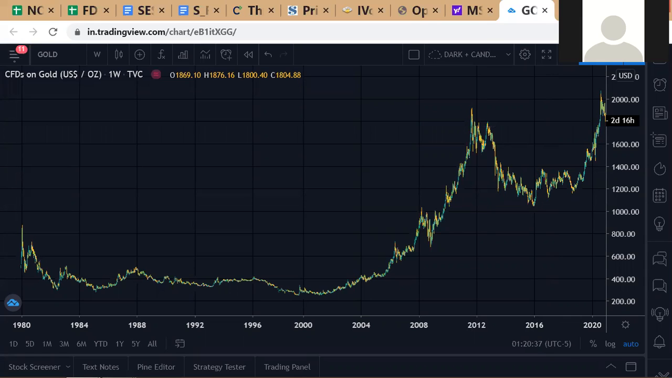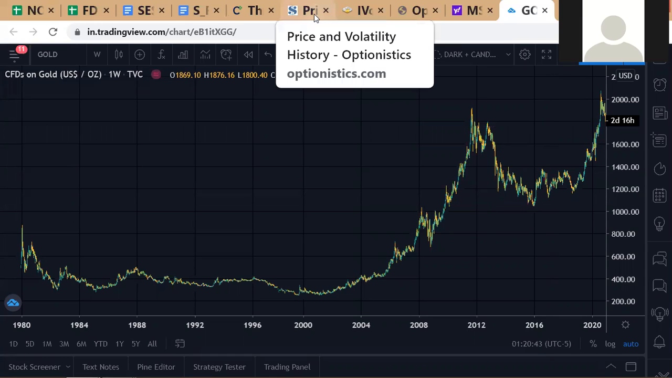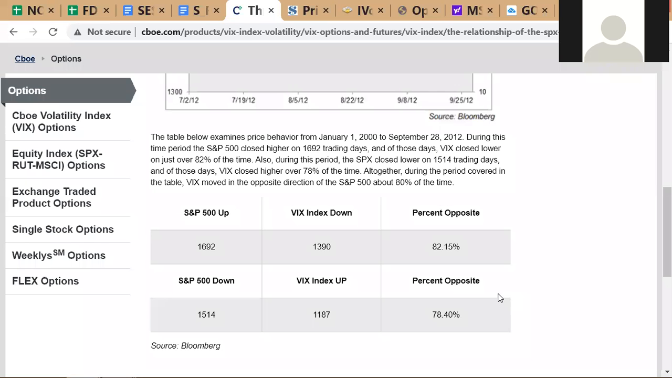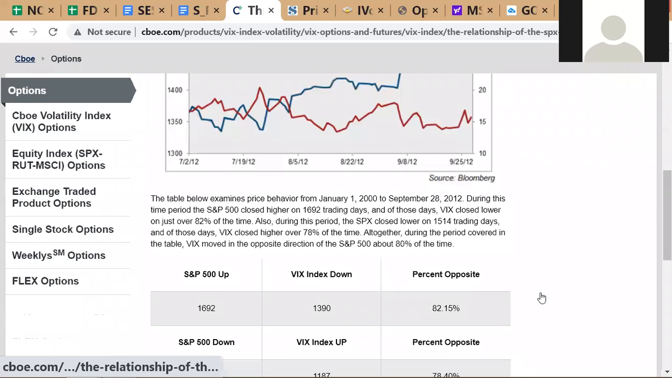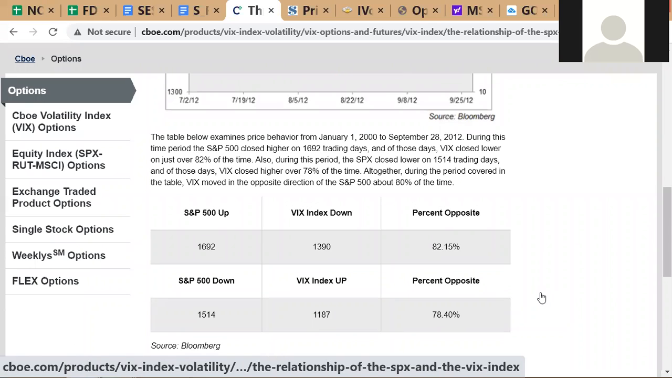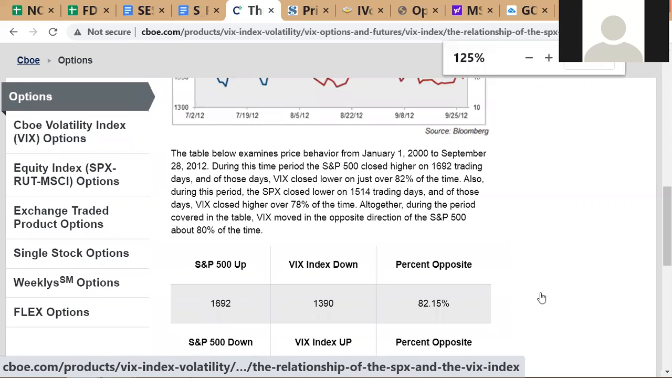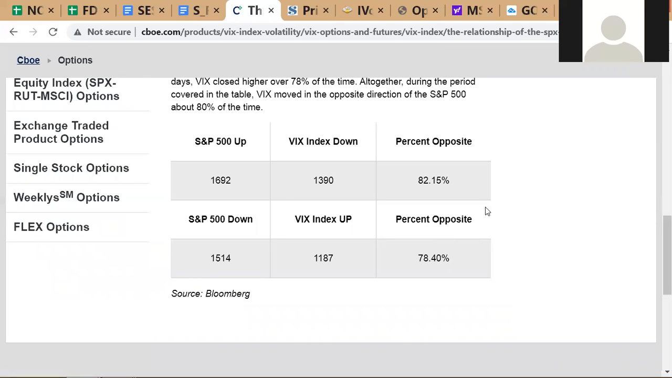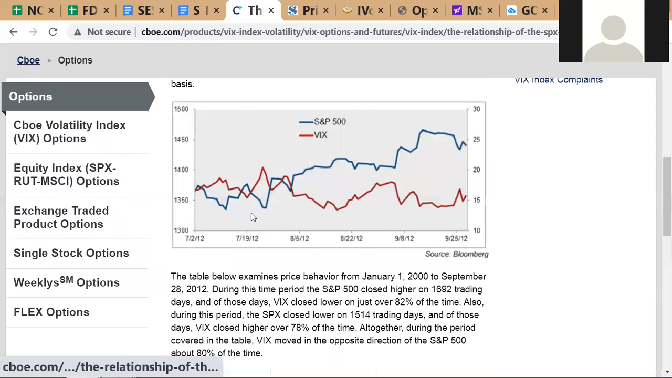So let me clarify the response to your question. What I'm saying is that these numbers, I don't know if you can read the numbers, but these numbers are only good for the data set that they're calculated from.